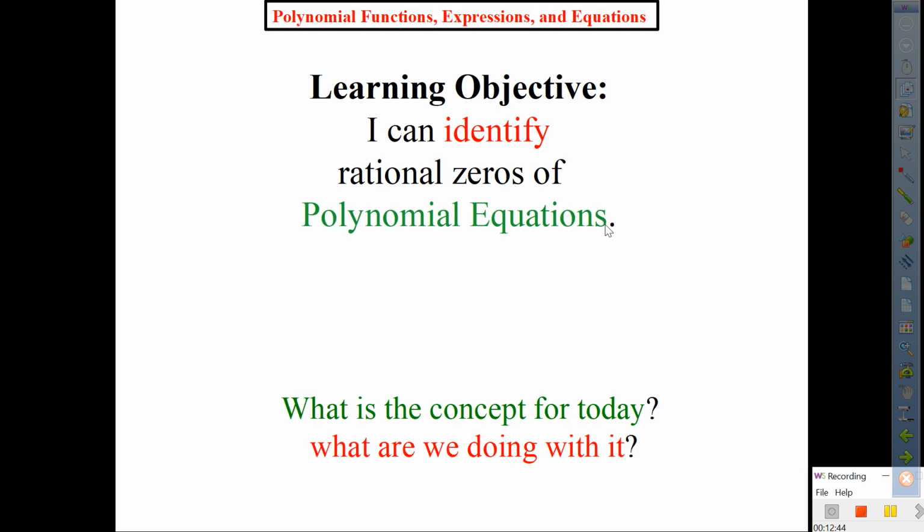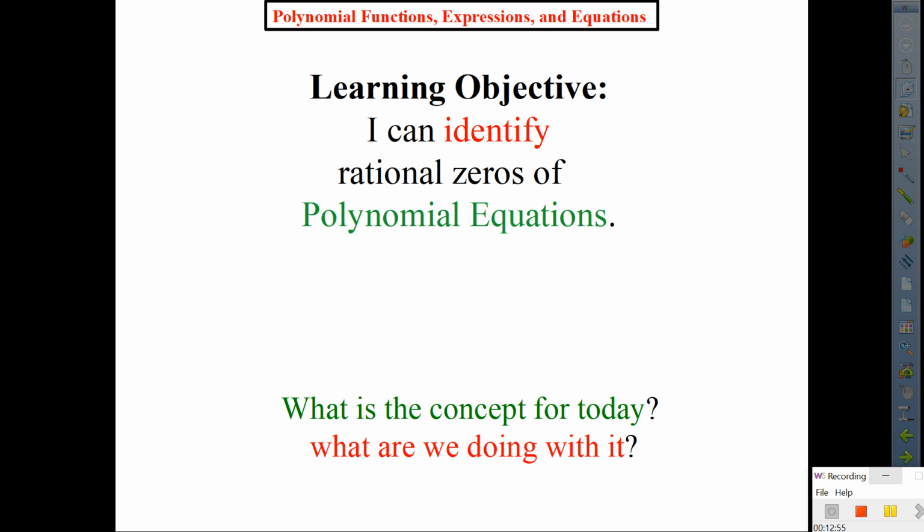Get a Cornell note ready, please. You don't need a fair amount. We're going to go expeditiously through today's session. Copy that. All right, here we go. Our objective for today: I can identify rational zeros of polynomial equations.